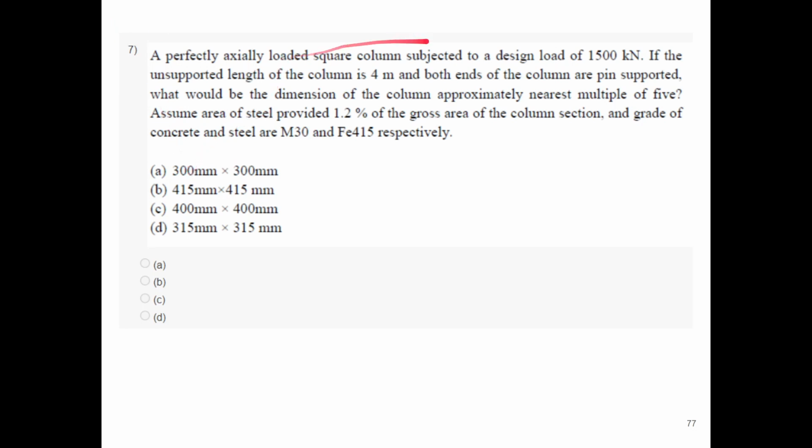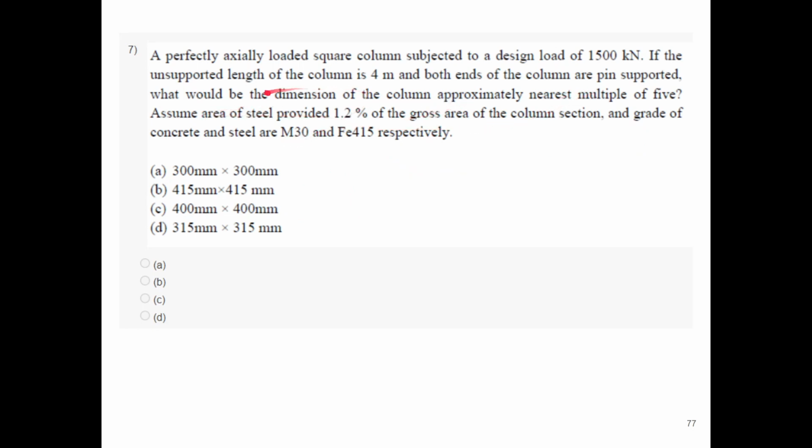Seventh question: a perfectly axially loaded square column subjected to a design load of 1500 kilonewton. If the unsupported length of the column is 4 meter and both ends of the column are pin supported, what would be the dimension of the column, appropriately the nearest multiple of 5? Assume area of steel provided is 1.2% of the gross area of the column section, and grade of concrete and steel are M30 and Fe415 respectively. So what would be the dimension?